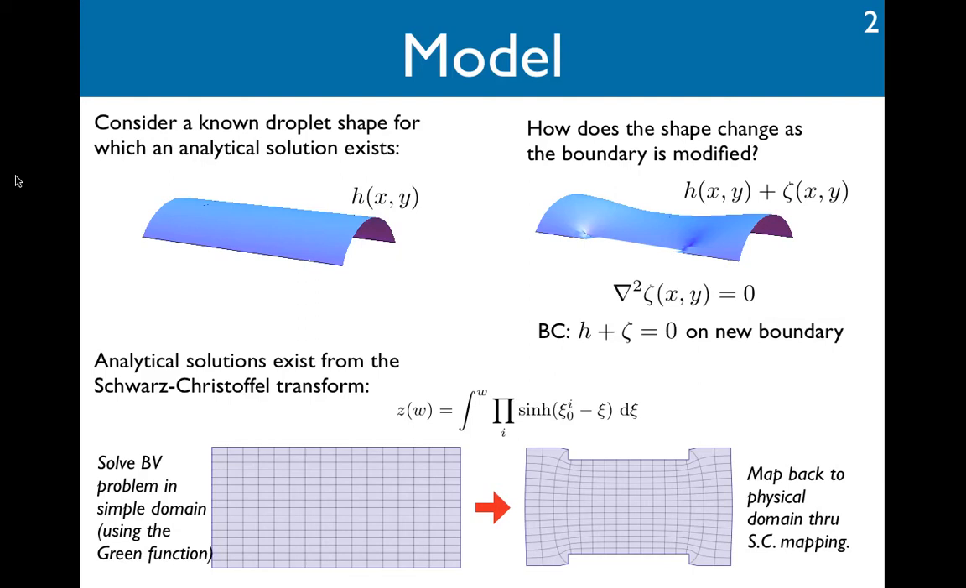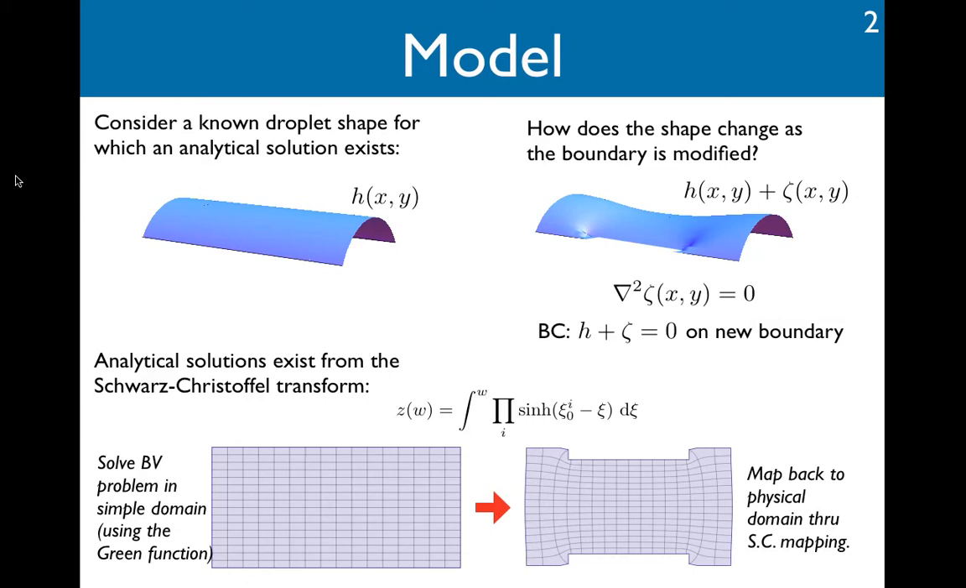The boundary is modified by a perturbation zeta, and it turns out that zeta must obey Laplace's equation, subject to the boundary condition that the whole height, the total height, must vanish on the new boundary. Now, because of the simplicity of Laplace's equation, a set of analytical solutions are available from the Schwarz-Christoffel conformal mapping, and what we can do is use this transformation.